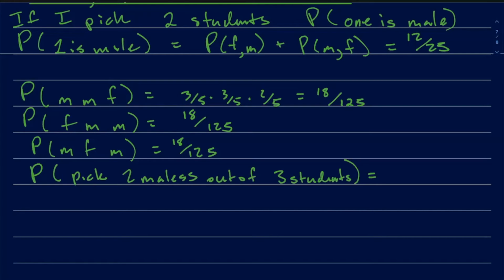So what did we do the last time? We did what with the probabilities? Add them together. So shouldn't we do that here? So 18 plus 18 is 36, plus 18 is 54, I think. So 54 out of 125. Now there's another way to do this, and that's using this formula.